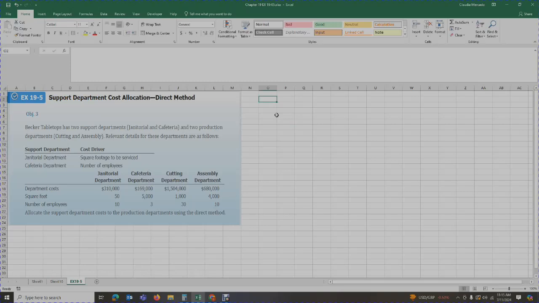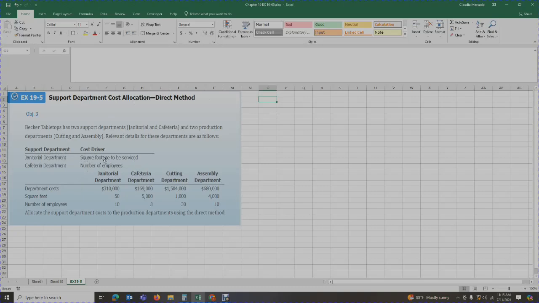Okay, so this is fairly straightforward, not very complex. It's common sense material here. Okay, so let's analyze the data. We've got janitorial, we've got cafeteria. Those two departments support the cutting and assembly department: they provide cleaning for those departments, and cafeteria services to those employees.